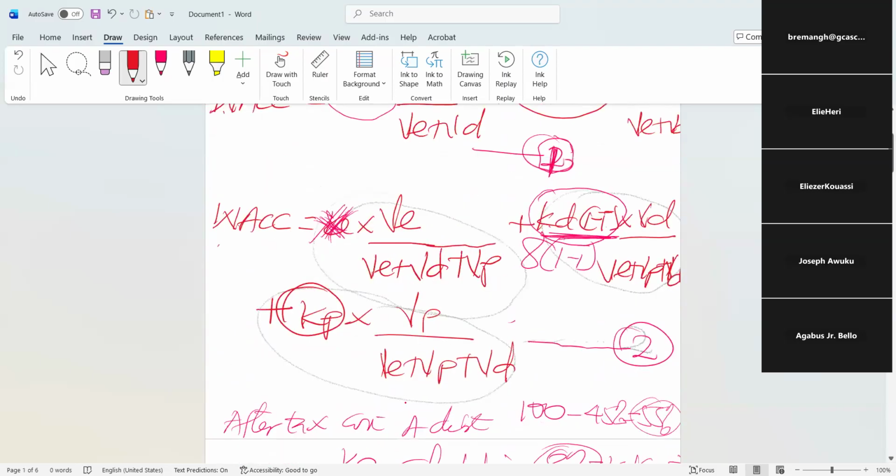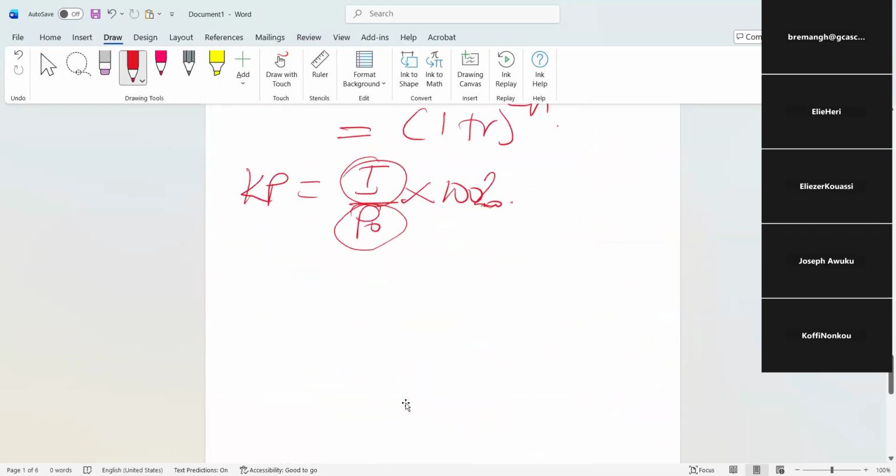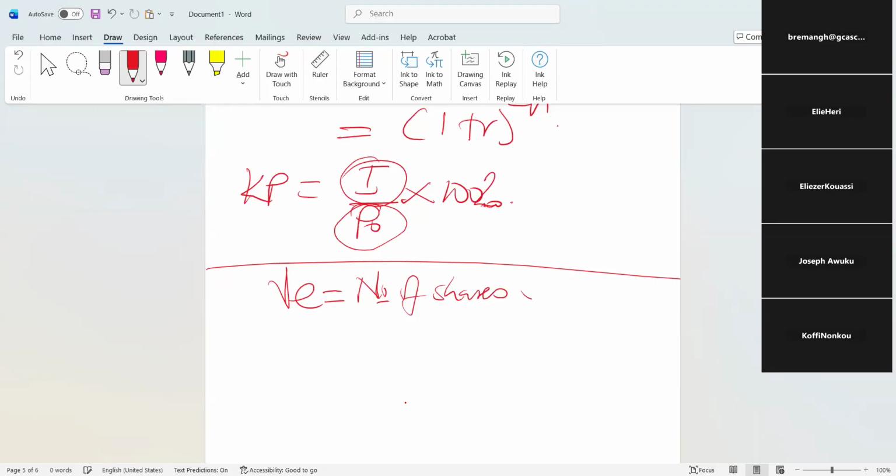So guys, I've shown you how to calculate the KE here. I've shown you how to calculate the cost of debt after tax. I've shown you how to calculate the cost of preference shares. Now, how do you calculate the value of equity, the value of debt, and the value of preference? Normally, the examiner gives us the value of preference, the value of equity, and those things. But what if the examiner does not give us the value of equity? How do you calculate it? It is going to be the number of shares times the share price, or the price per share.